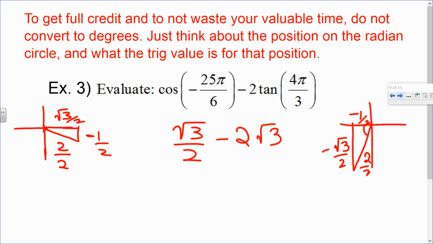These are both root 3s, so they are like terms and must be combined. So I need a common denominator. So I have, final answer is going to be over 2. 1 root 3 minus 4 root 3 is negative 3 root 3.